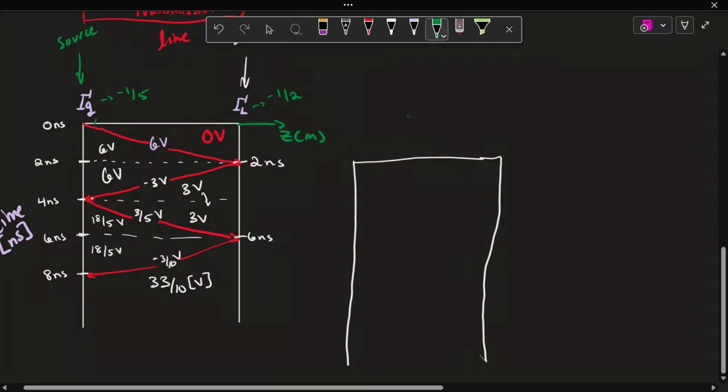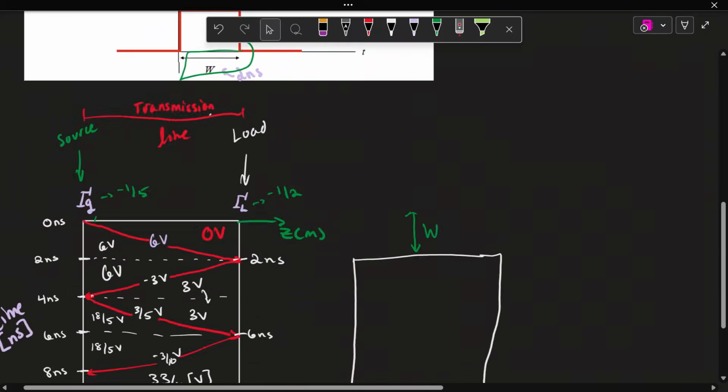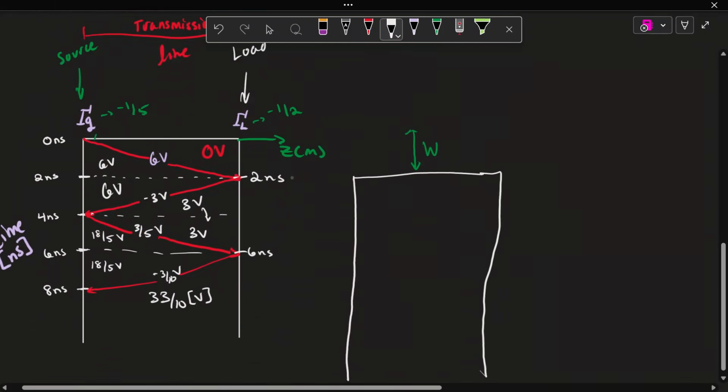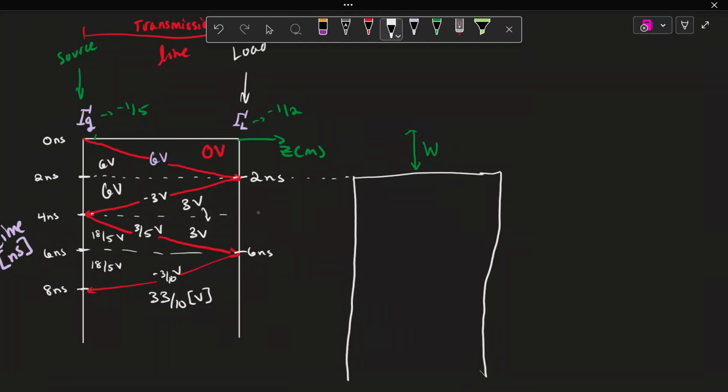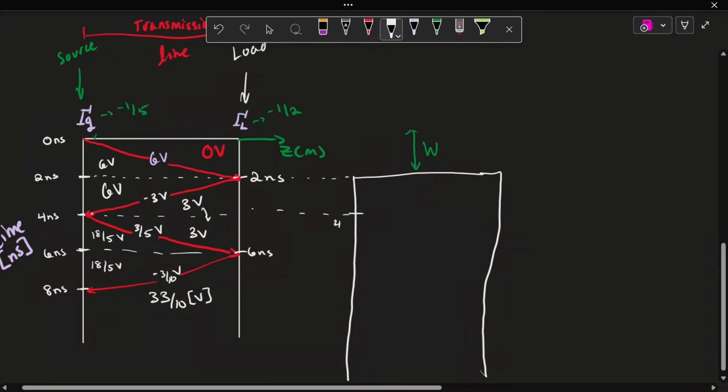So if you want to really understand this, this is width W. W can be anything. In this case, it is 2 nanoseconds. So we're going to plot at 2 nanoseconds, so we can make this 2 nanoseconds there. Now this is 4 nanoseconds, 6 nanoseconds. We can say this is 8 nanoseconds, and we can make this 10 nanoseconds. I guess we could stop there, but it doesn't matter.